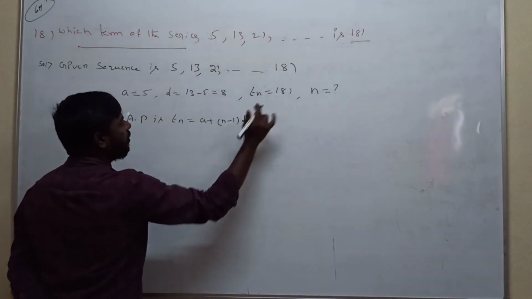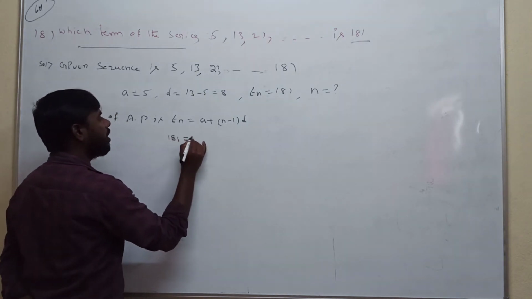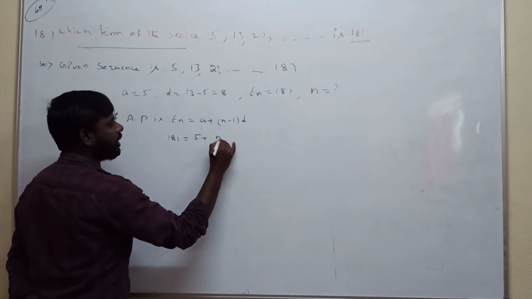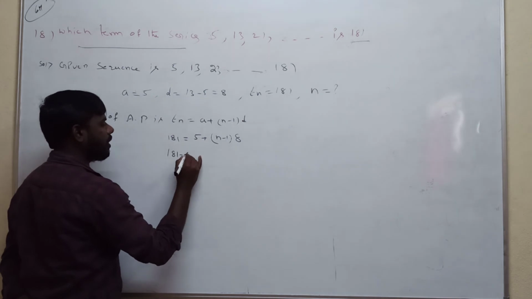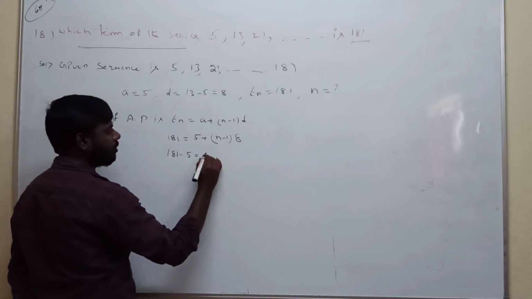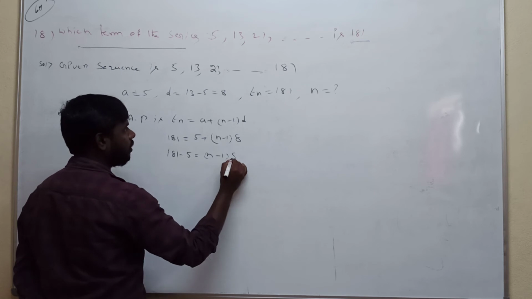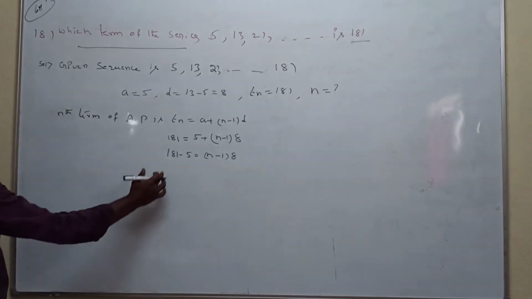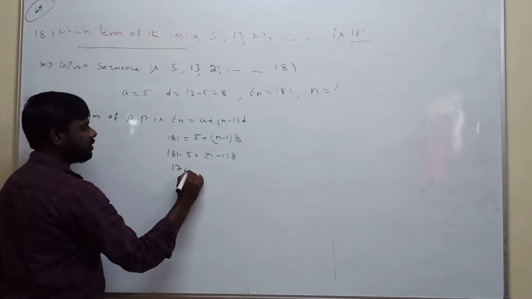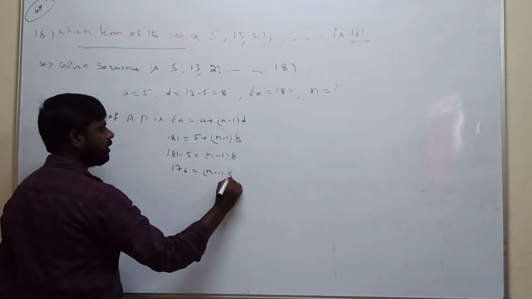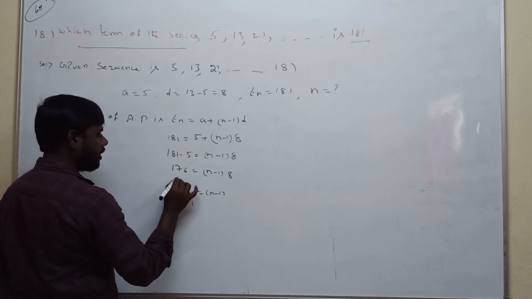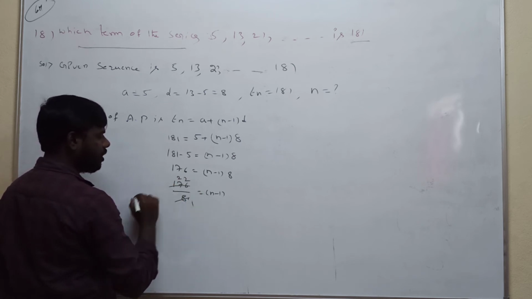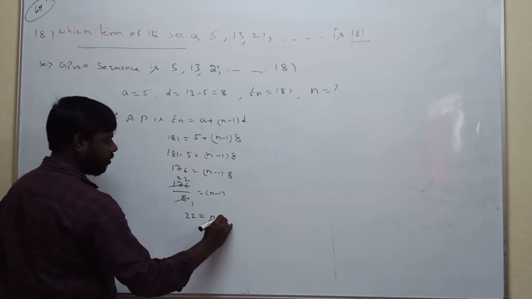So the nth term value given is 181. The a value given is 5. The n value you have to calculate. That's why we are writing it like this. The d value is 8. So plus 5, take to the left hand side: 181 minus 5. The constant goes to the left hand side, equal to n minus 1 into 8. Now 181 minus 5 is 176, equal to n minus 1 into 8. The 8 goes to the denominator: 176 by 8 is equal to n minus 1. 8 ones are 8, 8 twos are 16, the remaining 16, 8 twos are 16. Finally we get 22 is equal to n minus 1.